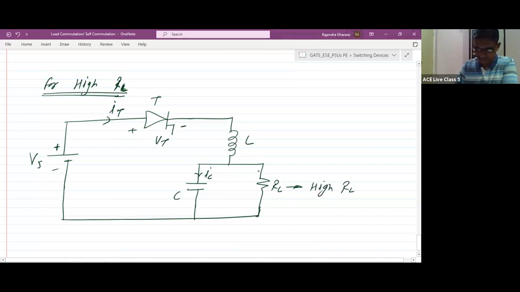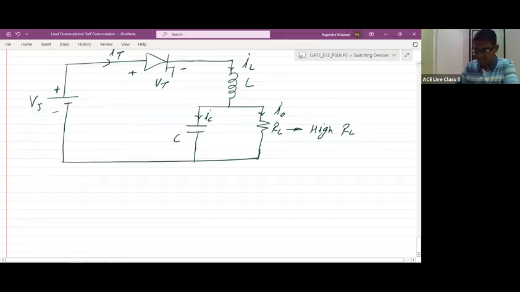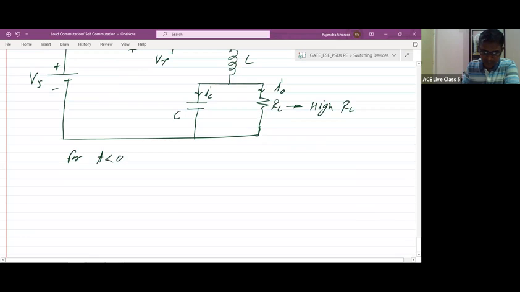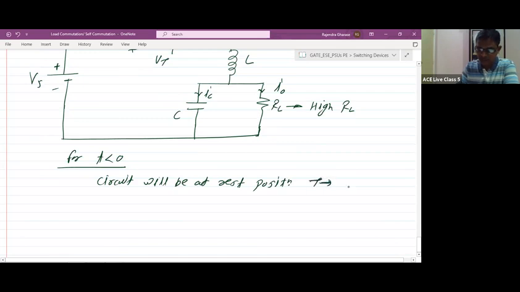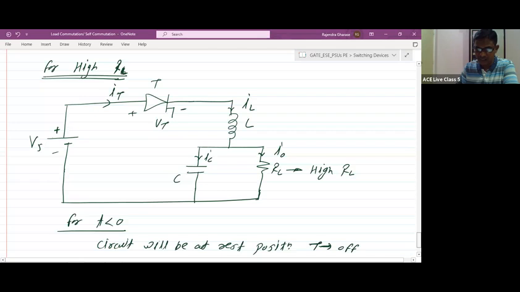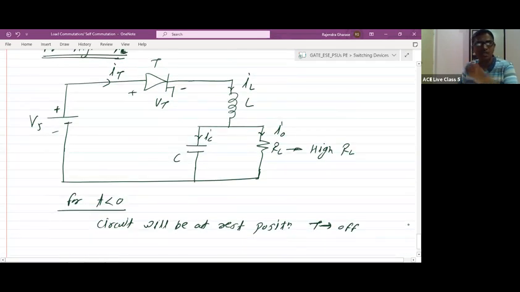Let us consider the load current is I0. Consider this current is IL. Now for t less than 0, the circuit will be at rest position. Rest position means your thyristor will be in the off state. Inductor has not stored any energy. Capacitor has not charged at all.